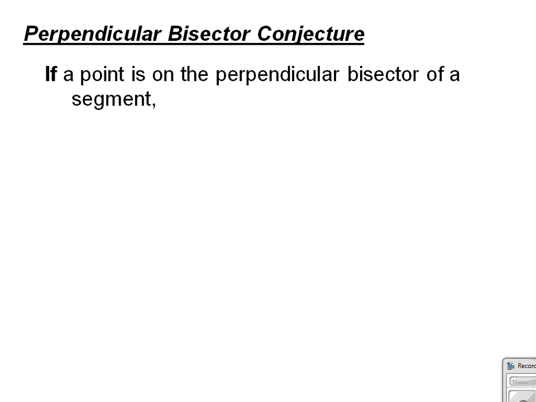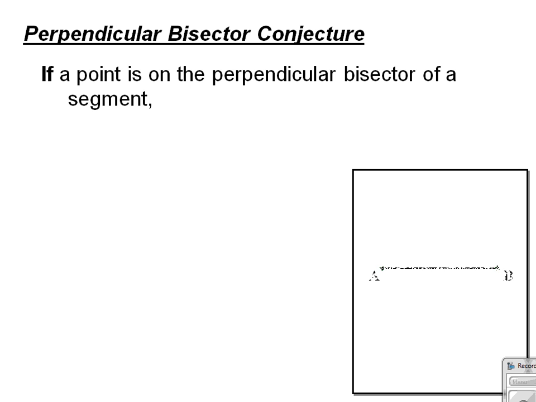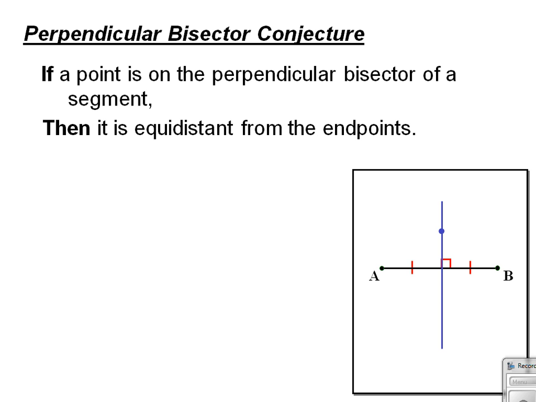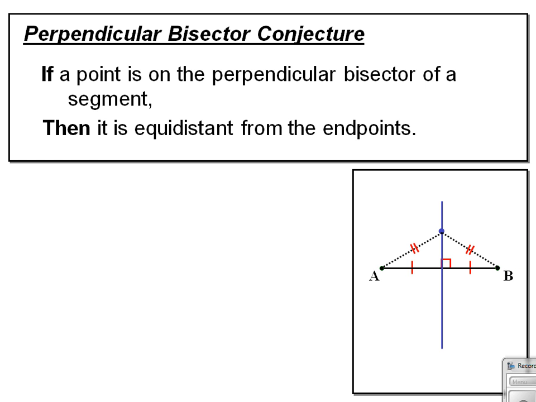Now, the perpendicular bisector also has a special property associated with it, called the perpendicular bisector conjecture. The perpendicular bisector conjecture says that if a point is on the perpendicular bisector of a segment, then it's equidistant from the endpoints. So pick any point on the perpendicular bisector. Any point on that bisector is going to be the same distance from both points A and B of the original segment.